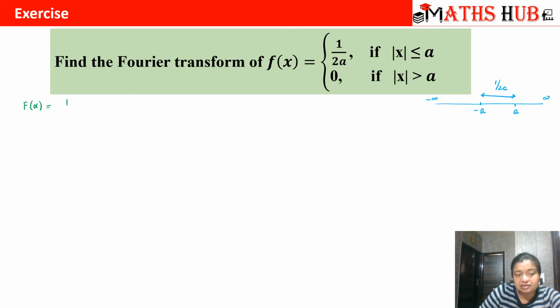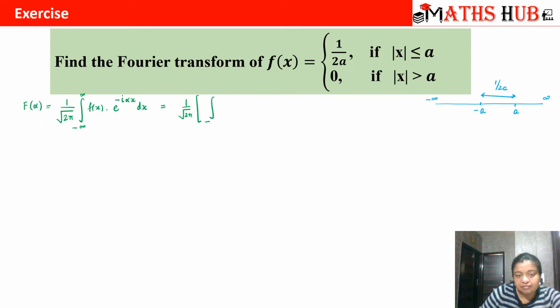F of alpha is 1 by under root 2 pi, then integration from minus infinity to infinity f of x e raised to power minus iota alpha x dx, right? Again, you can see that alpha is a dummy variable. You can replace it with omega, you can replace it with s, you can replace it with any alphabet of your choice, right?